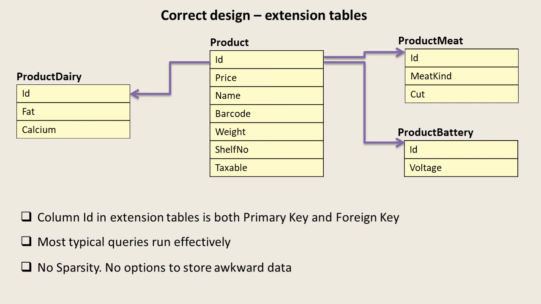And we eliminated sparsity from these tables. There is no sparsity. All cells will be filled with data because we do not provide any extra cells. And what is also important, we no longer provide the option to store some awkward data combination, like it was shown in the previous example, where we were able to store voltage for dairy products or fat for batteries. So good design has been achieved.